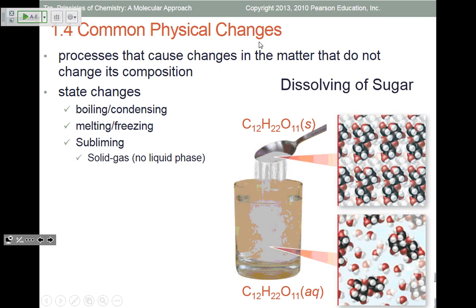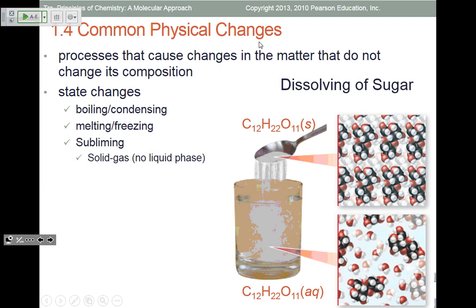And so some common physical changes that aren't actually changing our molecule, we already talked about boiling. Condensing is just going from a gas to a liquid. So on a hot day, you see the condensation on the outside of a glass. Melting and freezing, subliming, you should know that term.